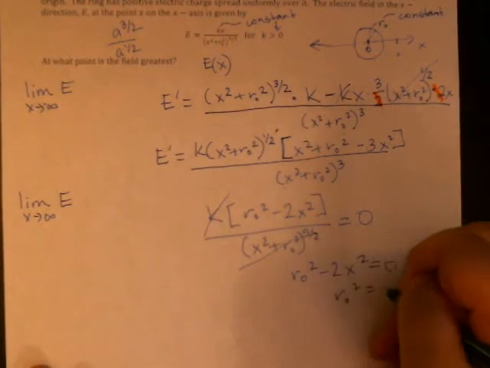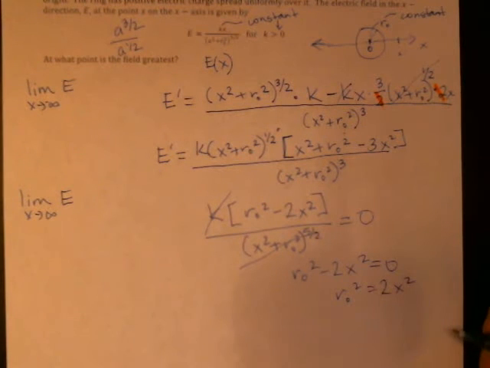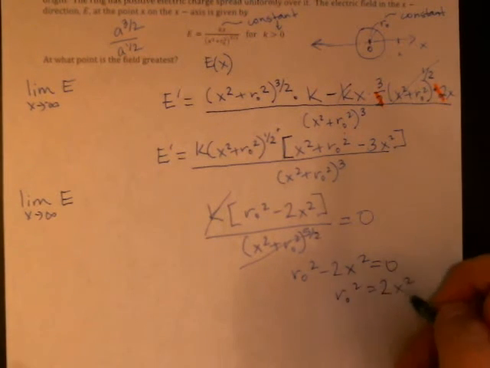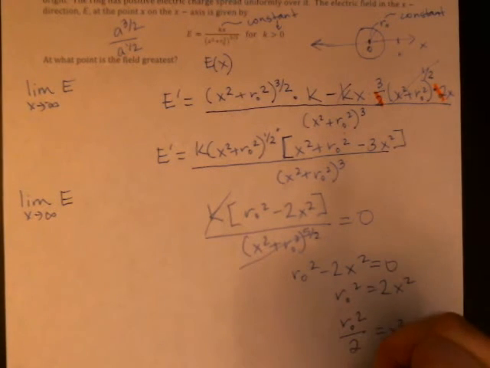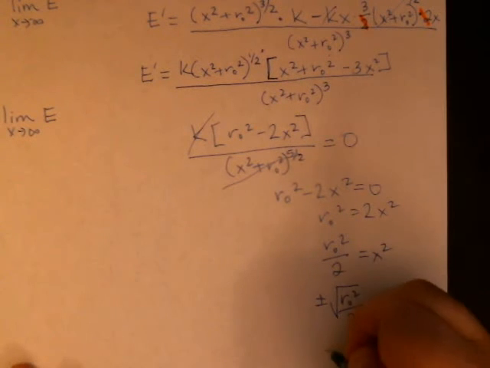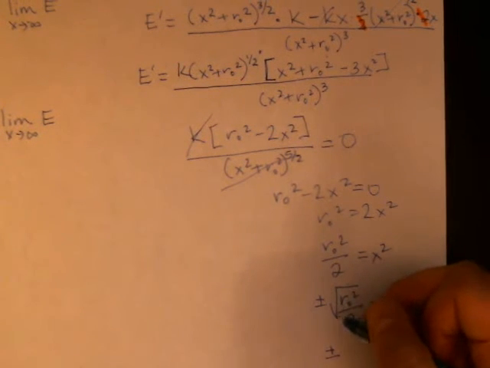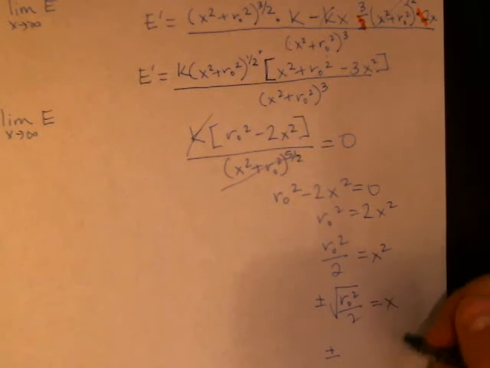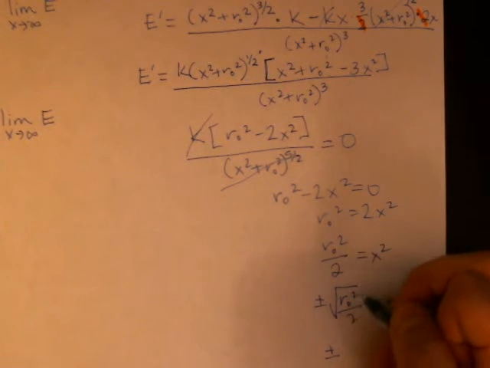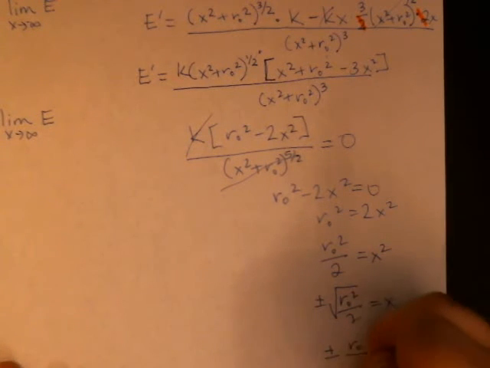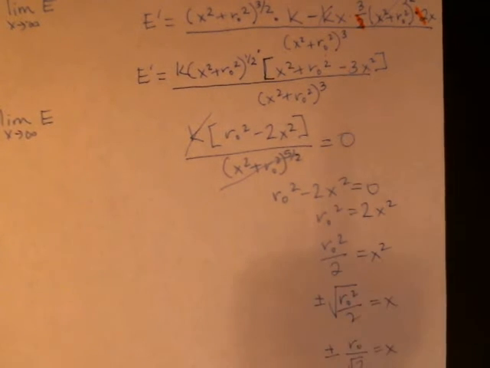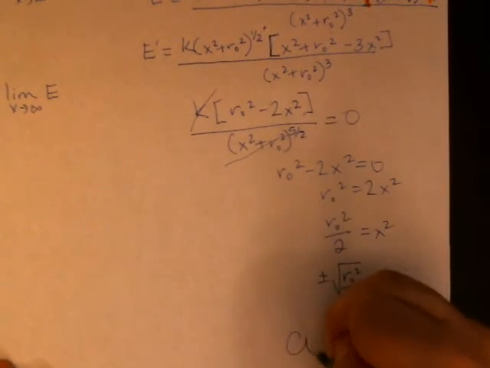Which means my r0 squared equals 2x squared, and I'm trying to find the x value that gives me the greatest field. So I'm going to divide by 2, and then I'm going to square root both sides. Okay, and then you could leave it there, but I'm actually going to go one step further. If I take the square root of r0 squared, I get technically the absolute value of r0 because the square gets rid of any negative signs. But r0 is positive anyways, so we'll just say it's r0 over the square root of 2. Okay, so those are the critical values.